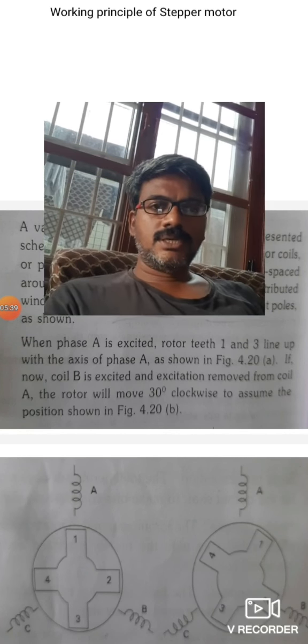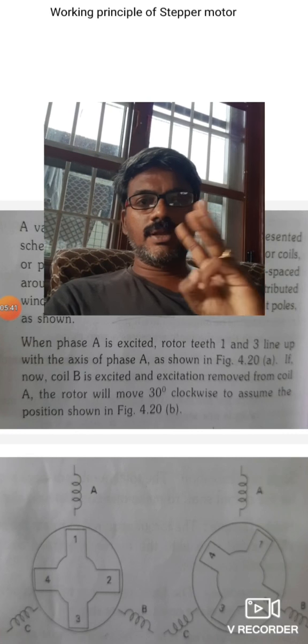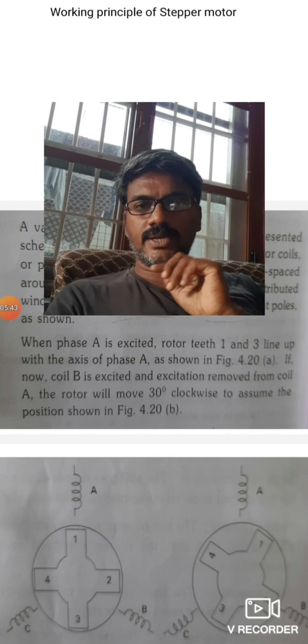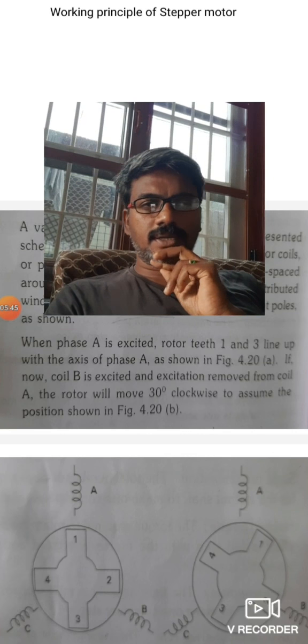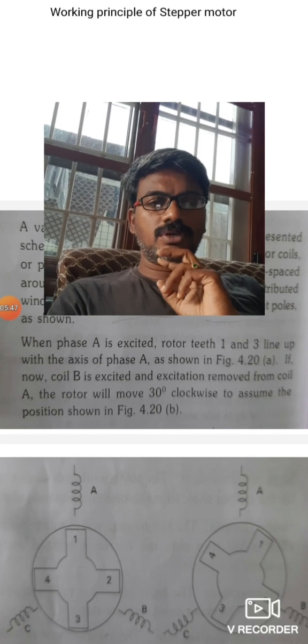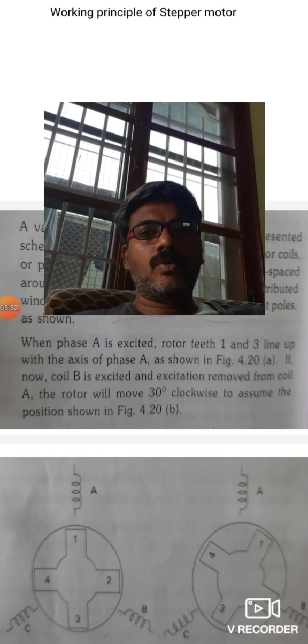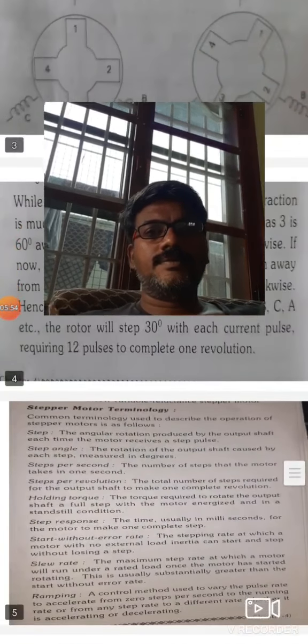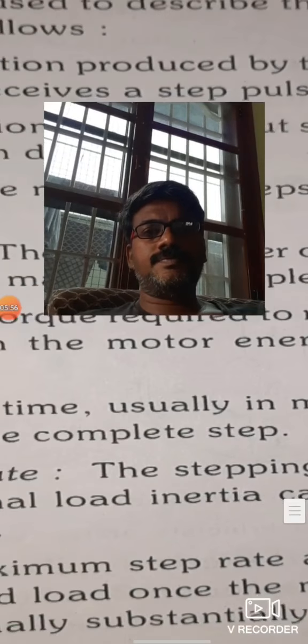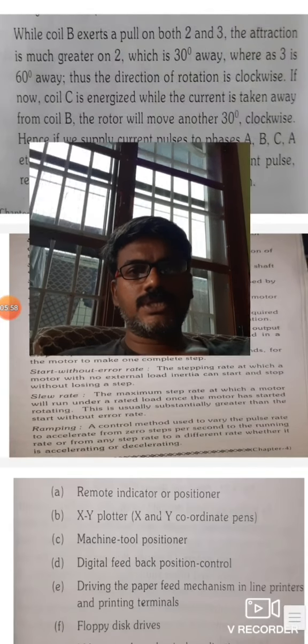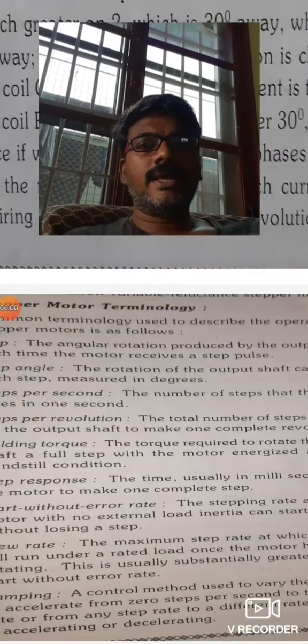There are three main types of stepper motors: the shaded pole stepper motor, the permanent magnet type stepper motor, and the variable reluctance stepper motor. Next, very important points to be discussed here: stepper motor terminology.